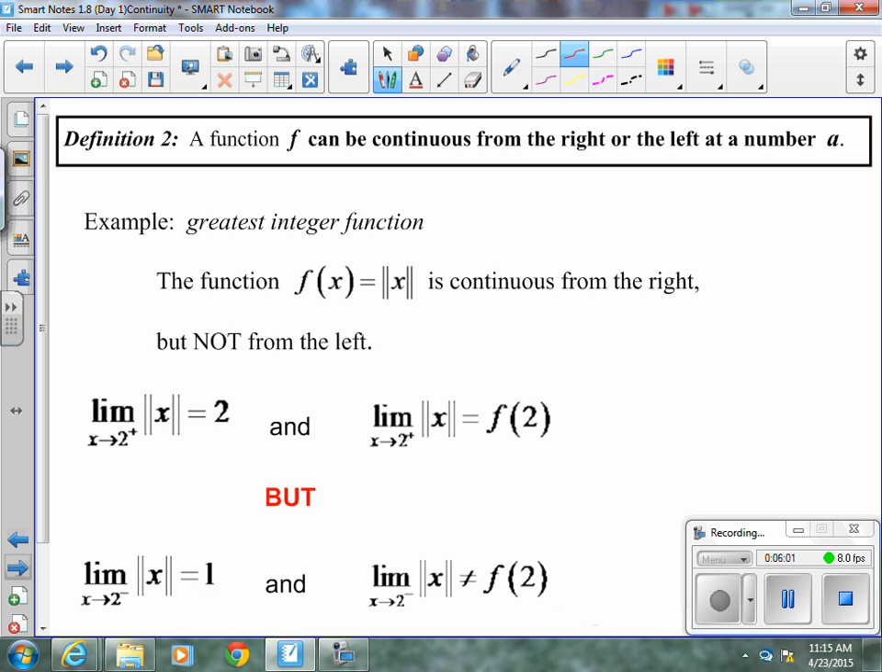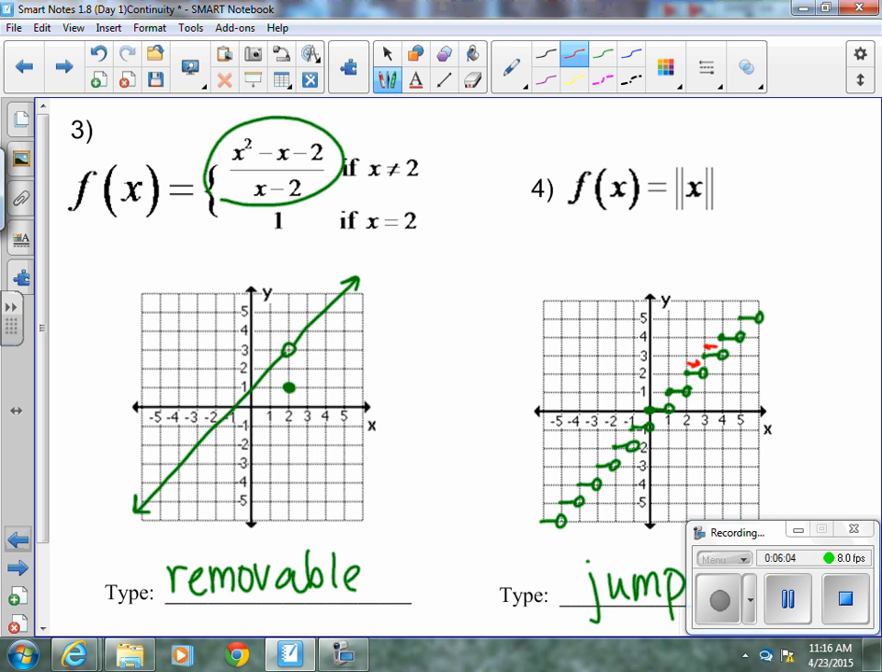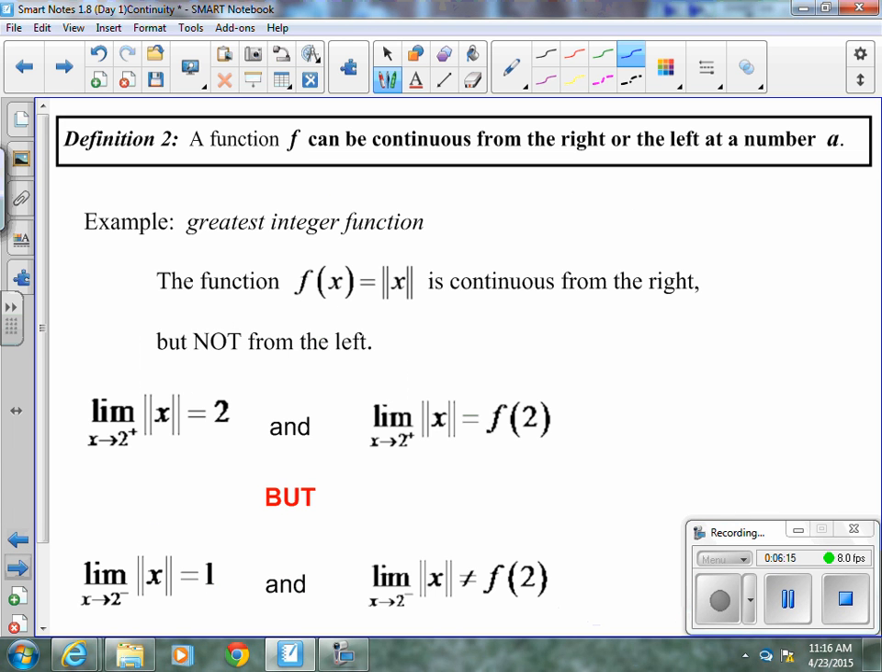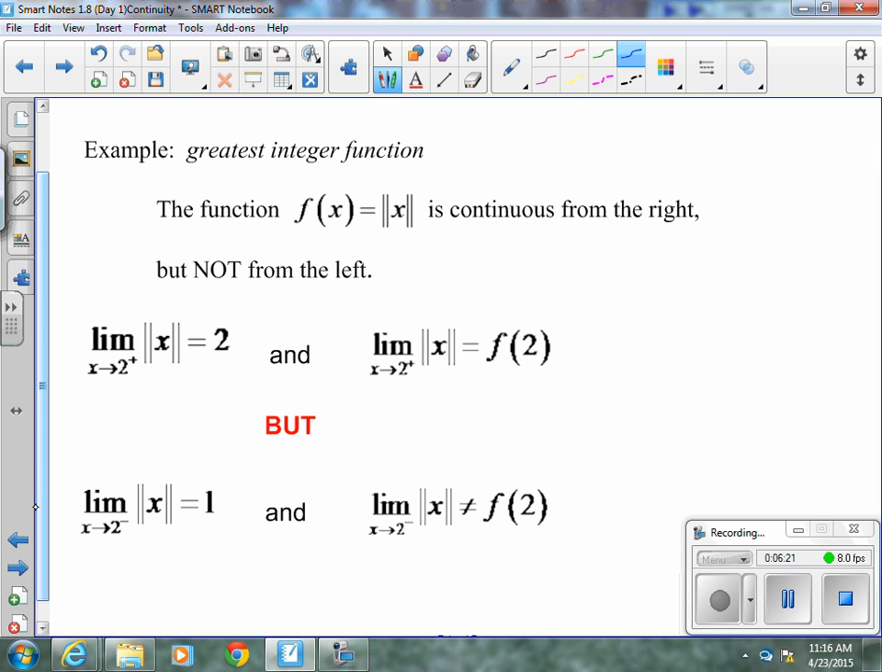Our example in our notes talks about 2. If you're approaching 2 from the positive side, you get a 2, but from the negative side, you get a 1, meaning both limits exist, but they don't both equal the value. Because the limit as we approach 2 from the positive side equals the value, this would be considered continuous from the right at 2. And the other example, negative 1, would be continuous from the right at 2, not the left.